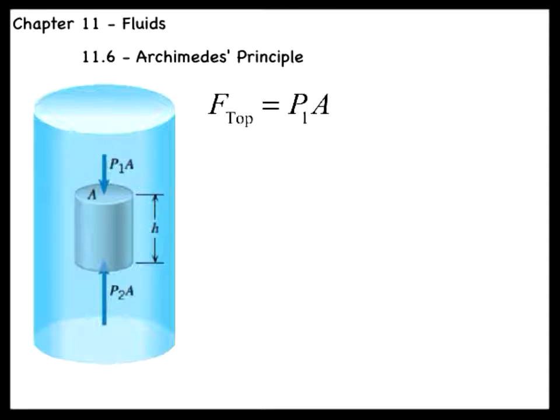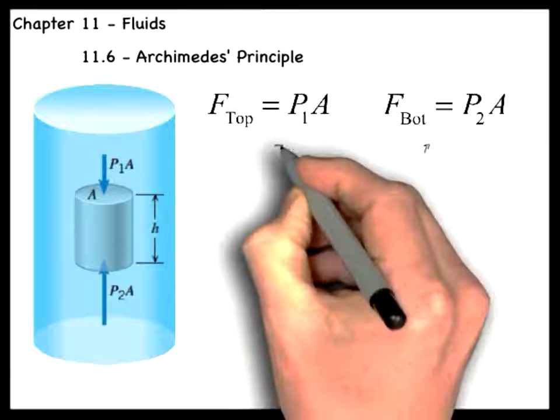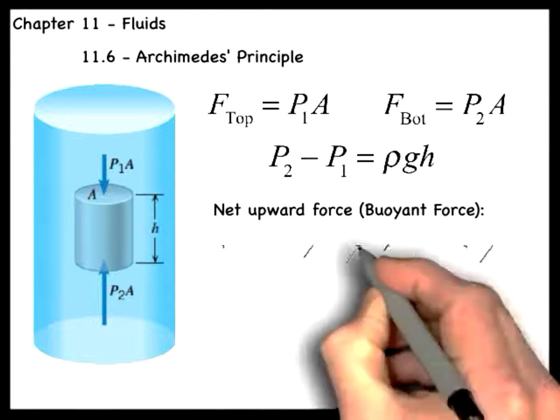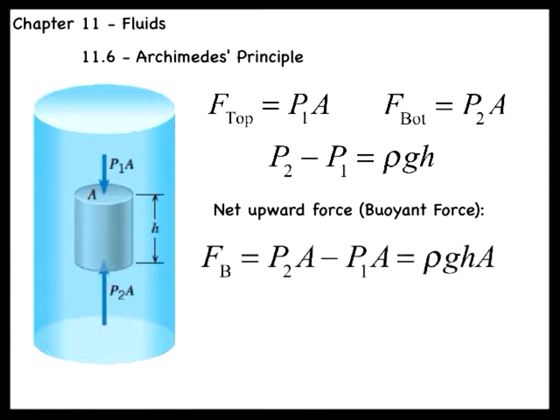A, where A is the cross-sectional area of the cylinder. Likewise, the pressure P2 at the bottom of the cylinder produces an upward force on the cylinder equal to P2 times A. However, since the pressure is greater at greater depths, P2 will be greater than P1 by an amount equal to rho g h. Therefore, there will be a net upward force on the object equal to P2A minus P1A. This force is known as the buoyant force, and it will be applied to an object immersed in any fluid.